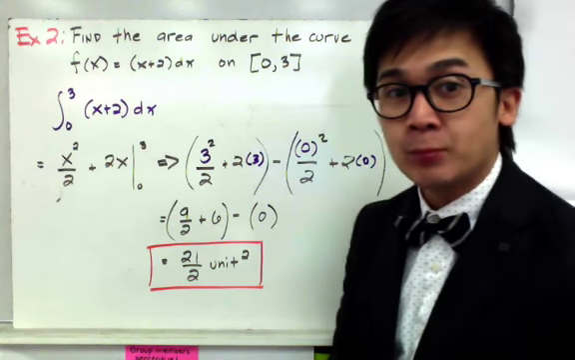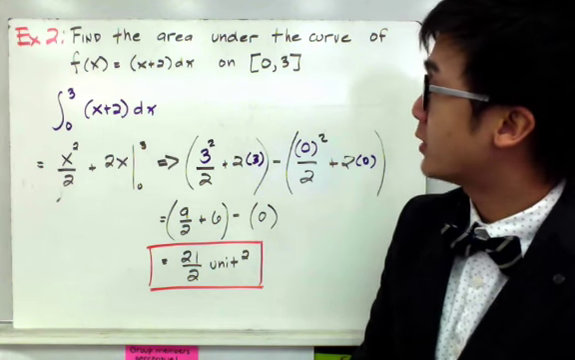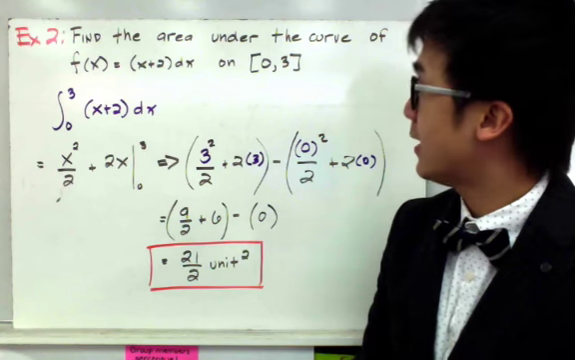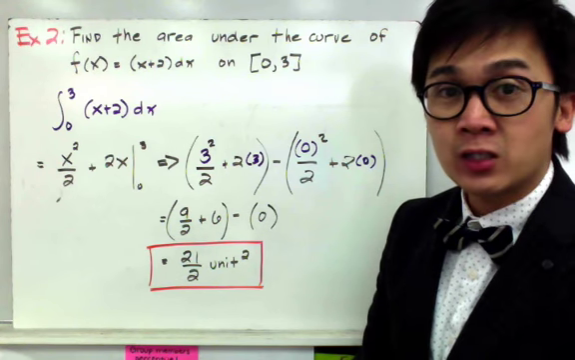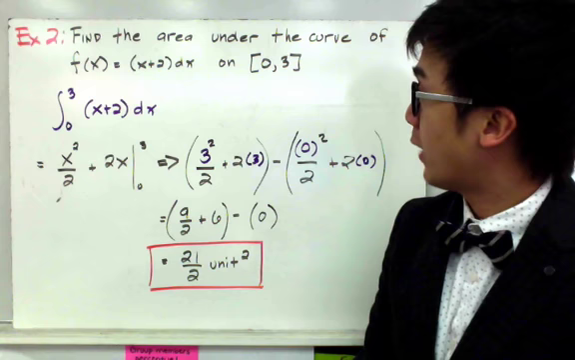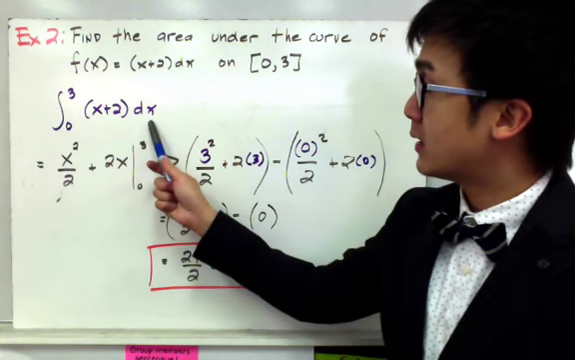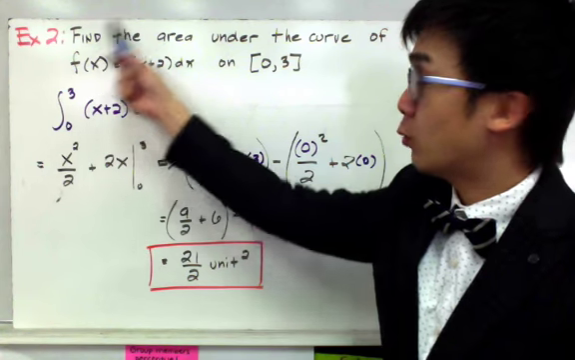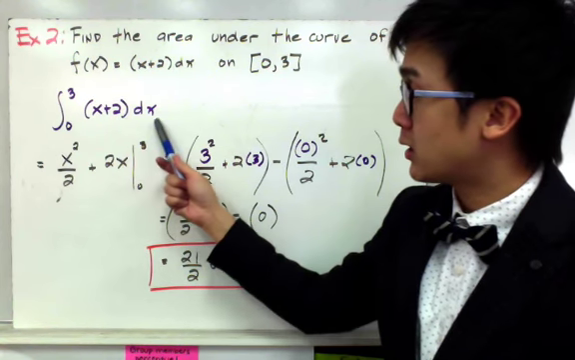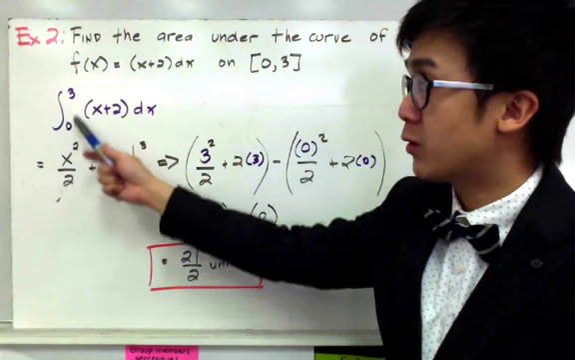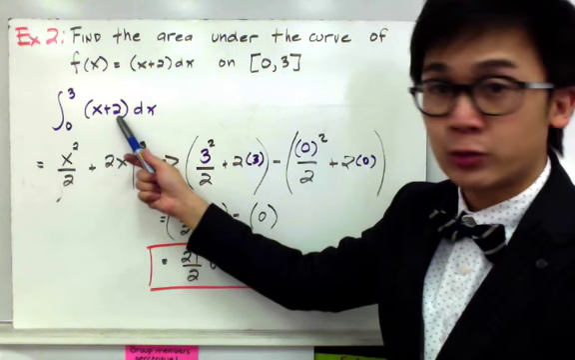Sa susunod na example, meron tayong function ulit. Yung function naman natin is x plus 2 dx. At we need to find the area under the curve within 0 and 3. So, ito yung magiging notation nyo kapag nag-translate kayo nitong word problem into integral notation. So, yung definite integral nyo is from 0 to 3 of x plus 2 dx.